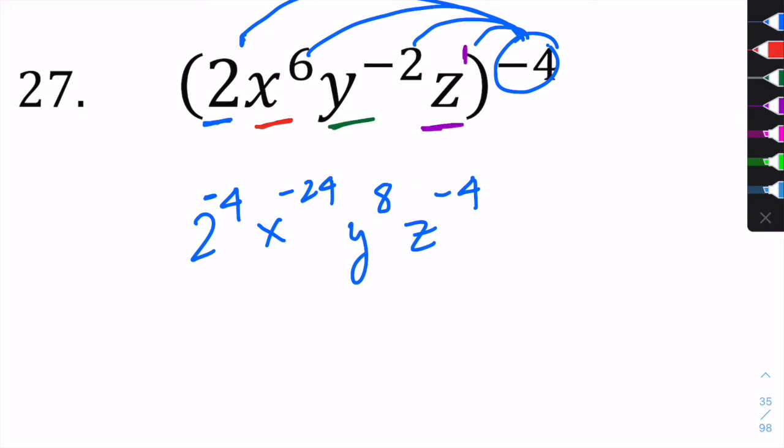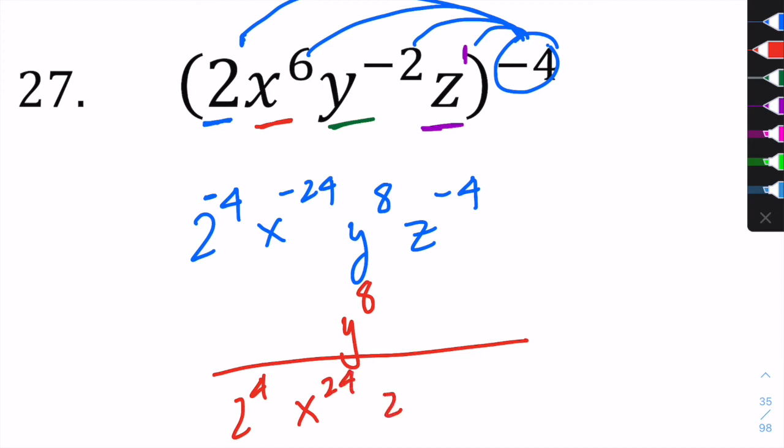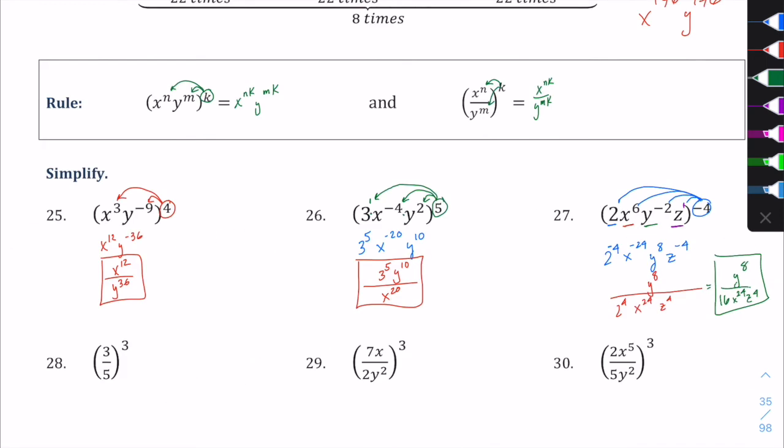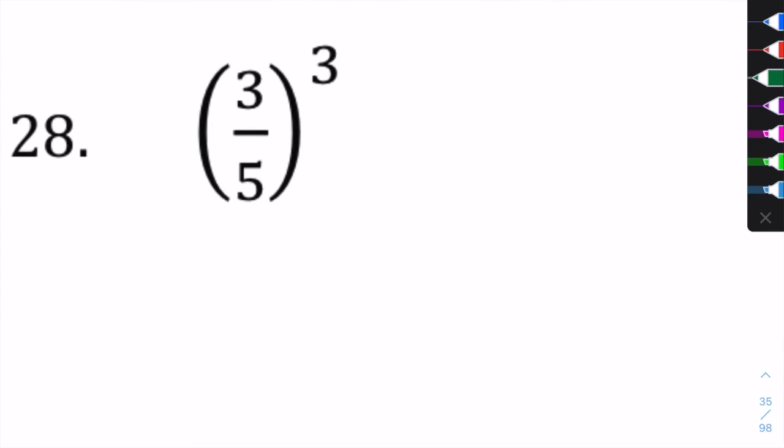We got to move them all around. All right, let's throw a fraction line out there, and staying on top is just the y to the 8th. It's the only positive exponent. Everybody else has to move down south. 2 to the 4th, x to the 24th, and z to the 4th. They're all positive now. The last thing we want to do is evaluate 2 to the 4th. That's within our scope of abilities here. So y to the 8th up top, 2 to the 4th is 16, x to the 24th, z to the 4th. Hey, we have all the coefficients simplified. We have each variable once, no negative exponents. We are done. Terrific.